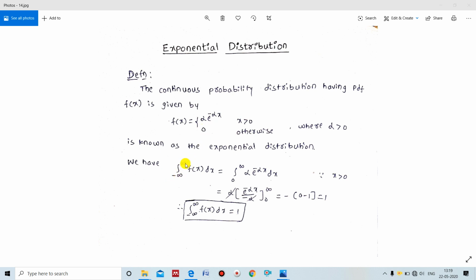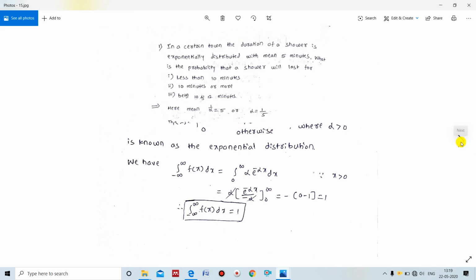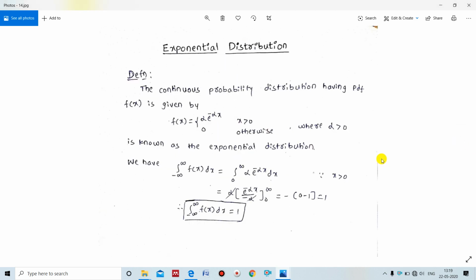Then we have the integral from minus infinity to plus infinity of f of x dx. You split the interval as minus infinity to 0 and 0 to infinity. Only in 0 to infinity does f of x lie, that is alpha into e raised to minus alpha x. In the negative interval the value will be 0. Therefore the integral from 0 to infinity of alpha into e raised to minus alpha x is 1. It shows that the exponential distribution exists only in the positive interval. So let us solve one example.